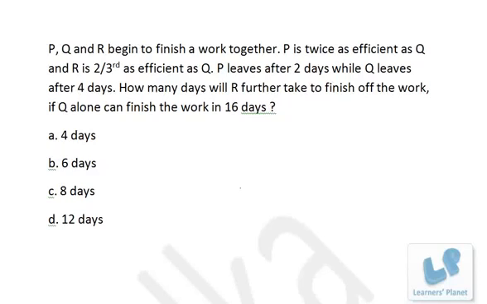Now friends, let's say this problem, a problem based on time and work. P, Q and R begin to finish a work together. P is twice as efficient as Q and R is 2/3 as efficient as Q. Now P leaves after 2 days while Q leaves after 4 days. How many days will R further take to finish up the work if Q alone can finish the work in 16 days?